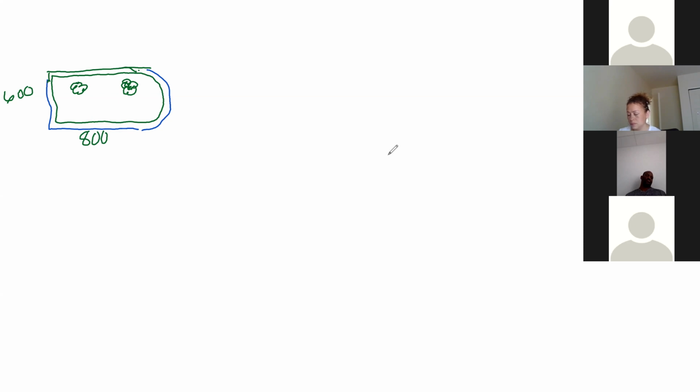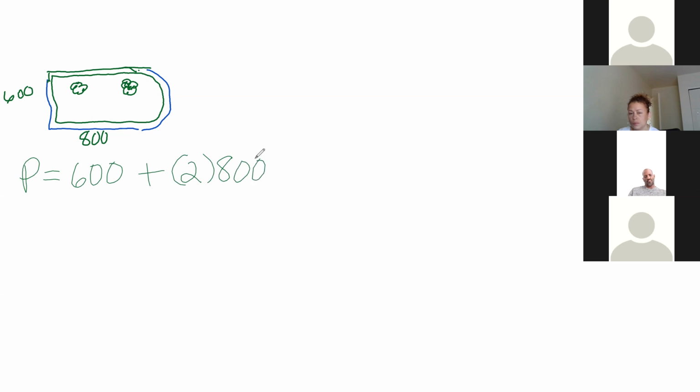So because this is perimeter, we're saying P equals, now just doing the rectangle, you're going to have 600 plus 2 of the 800, because we're going to go at the top and at the bottom. So in this case, it's not labeled, but you're assuming that up at the top is also 800.